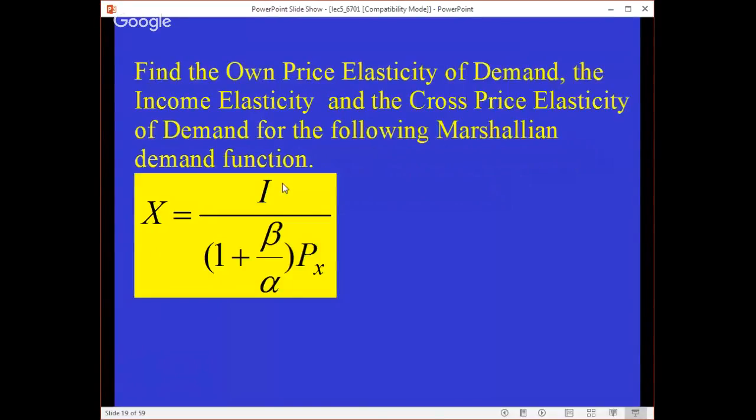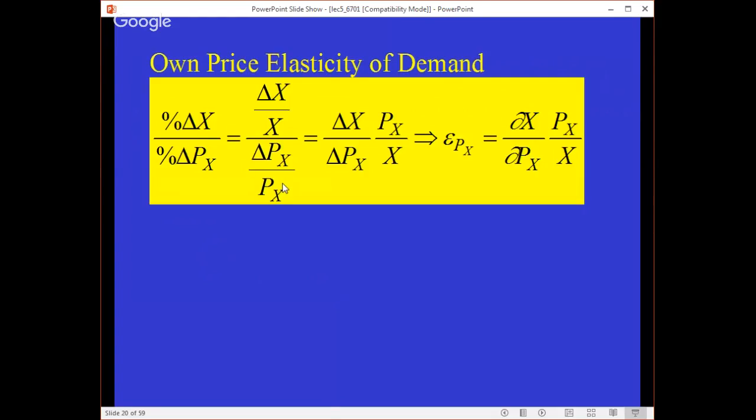Okay. Now, if you remember two classes ago, we derived, and we actually used this last week too, a Marshallian demand curve, right, from a Cobb-Douglas function. And what I'd like you guys to do is basically derive the elasticity of this demand curve. So the first thing I want you to do is go ahead and derive its own price elasticity. And here, let me write it down over there.